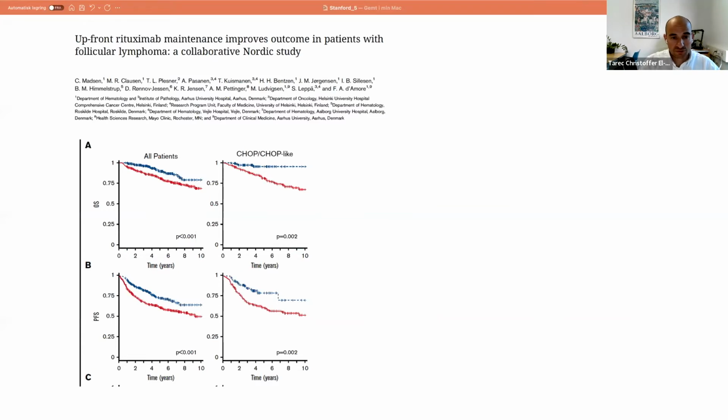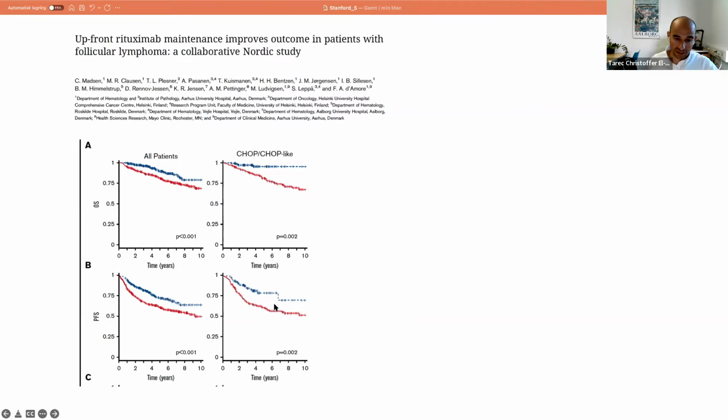A study out of Denmark showed a quite different effect. This is follicular lymphoma patients, and patients with the blue curve were treated with maintenance, and the red curve was treated without maintenance. And you see that in terms of overall survival, when you look at all patients, there is a clear difference. The overall survival is better with maintenance therapy.